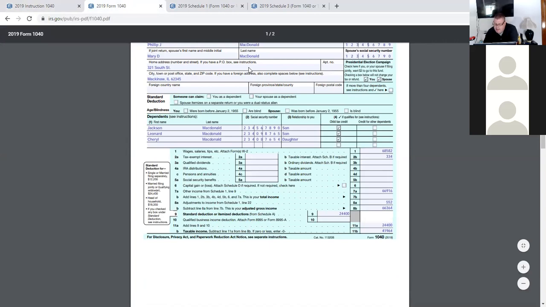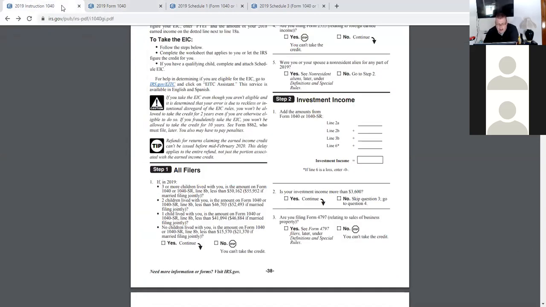Well, let's go back and look at line 8B here and see if that's the case. Line 8B was 66,364, and this is not less than 50,162, or 55,952 if married filing jointly. So in this case, we're going to answer no because we made 66,000, and look right there. No, stop. You can't take the credit. So they don't qualify for the earned income credit, so they're not going to be able to take that.